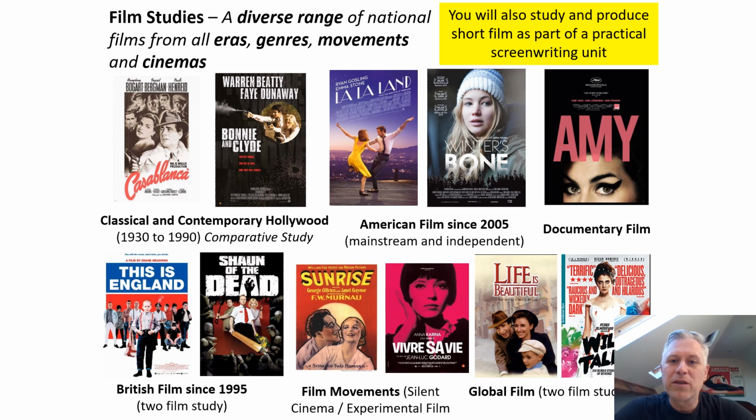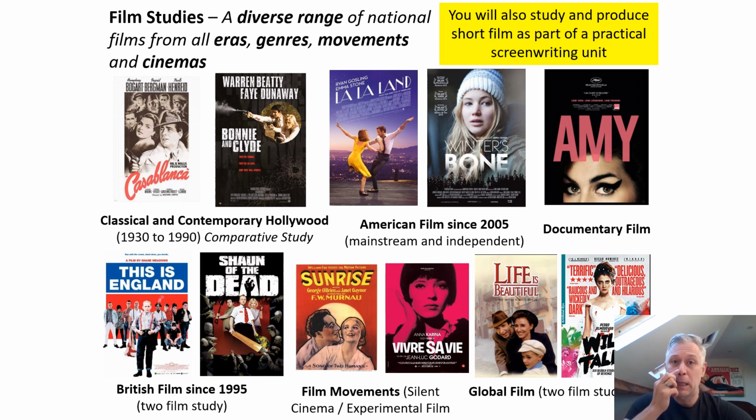And then finally we also look at other films from different parts of the world other than just the UK and the United States. So we have two films from elsewhere in the world to study in our global film unit. So we look at the Italian film Life is Beautiful from the late 90s. This is a film that looks at the World War II era in Italy and looks at the Holocaust, but does it from a comedy romantic perspective, which you might think is quite strange if you think about the Holocaust and that awful period of history.